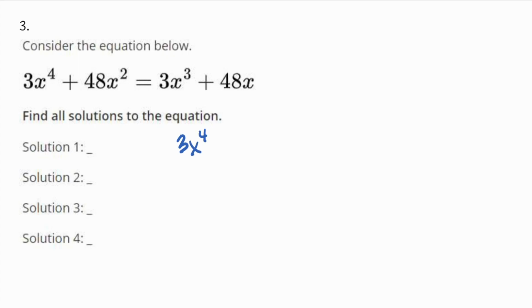I'm going to subtract 3x to the 3 from both sides. I still have 48x to the 2, and I'm going to subtract 48x, and that will be equal to 0. Okay, so I've set it equal to 0. That's the first step. Now I'm going to try to factor it, and this thing looks really factorable. And I've got 4 terms, so I should try to do group and factor.